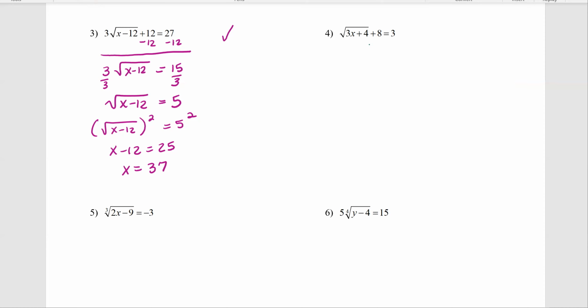Example 4, isolate the square root by subtracting 8 from both sides. When is the square root going to equal a negative 5? Never. There is no solution. A square root is not going to equal negative 5. Therefore, we have no solution.